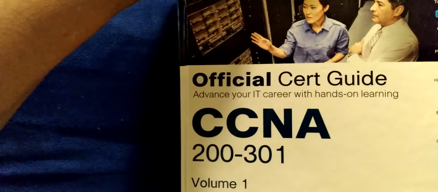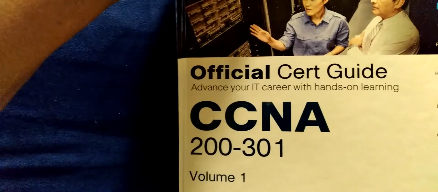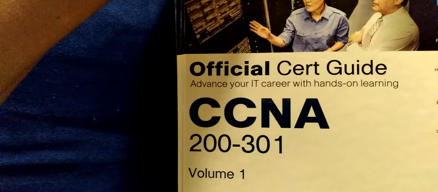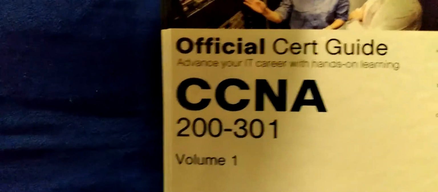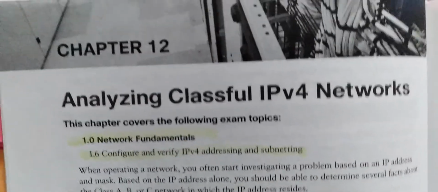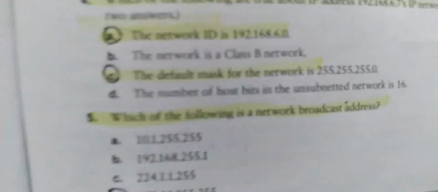This is part 3, and we will be working out of the CCNA 200-301 book, volume 2. Wendell Odom is the author, and we will be discussing analyzing classful IPv4 networks, chapter 12. After we read, we will go over the Do I Know This Already? quiz, questions 1 through 5. So let's begin to read.